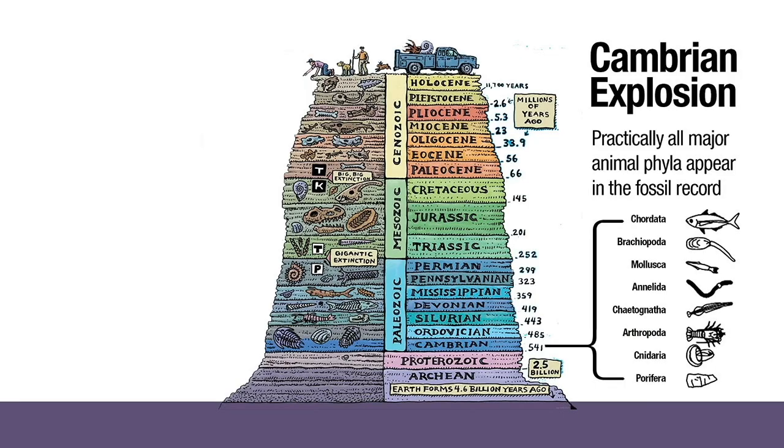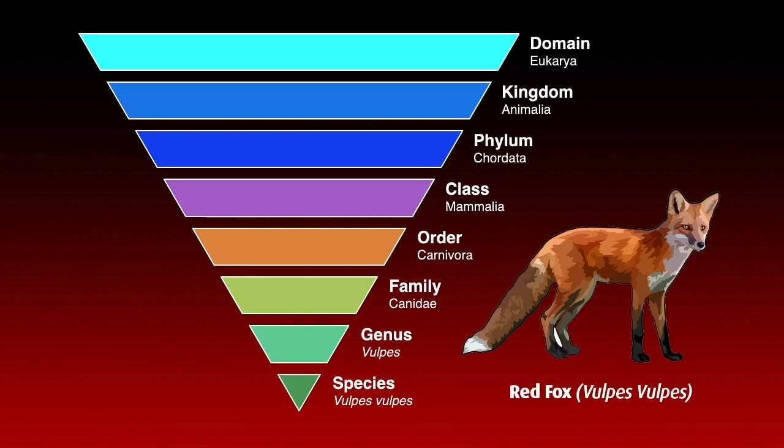Down at the bottom, we have in the Cambrian layer something called the Cambrian explosion, where all of a sudden, in the fossil record, practically all major animal phyla appear all at once. And so there's the example of the different kinds of animal phyla, and they all appear all at once in the Cambrian record, without any ancestors.